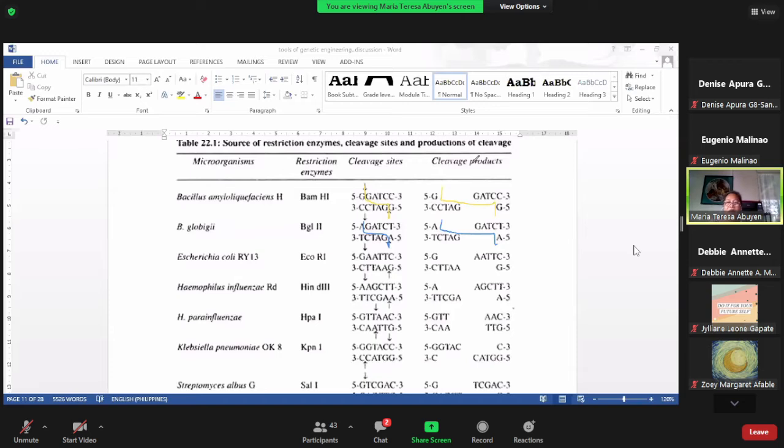Now, what do you notice, class? What do you notice in the cleaving sites? GGATCC, CCTAGG, AGATCT, TCTAGA. What do you notice here? GGTACC, CCATGG. What do you notice in the sequence? They're inverse.